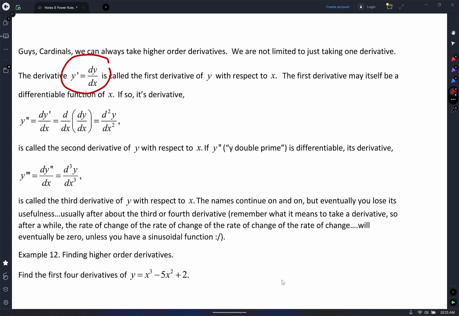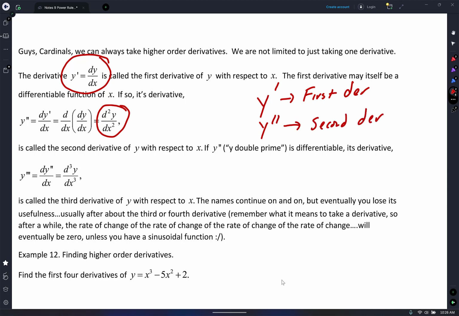Y prime stands for dy dx, and I think we know that, right? That means the derivative of y with respect to x. Y prime prime stands for the second derivative, so it means d y prime over dx. You rarely ever see that. This is what you see. Y prime means first derivative. Y prime prime means second derivative. So y prime prime prime means third derivative.